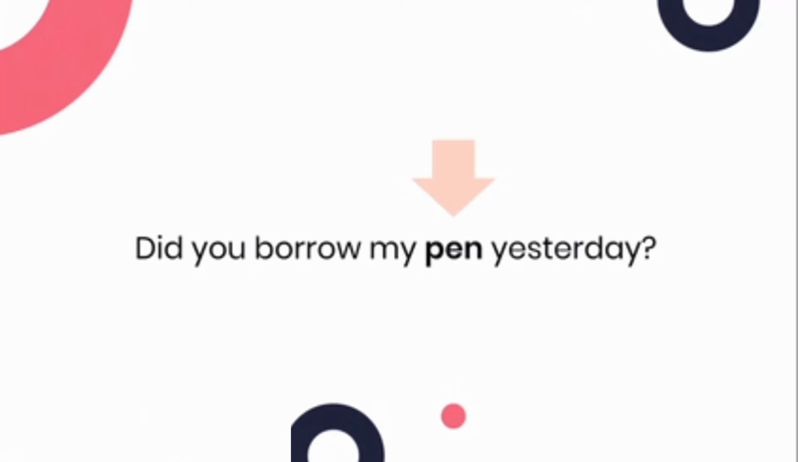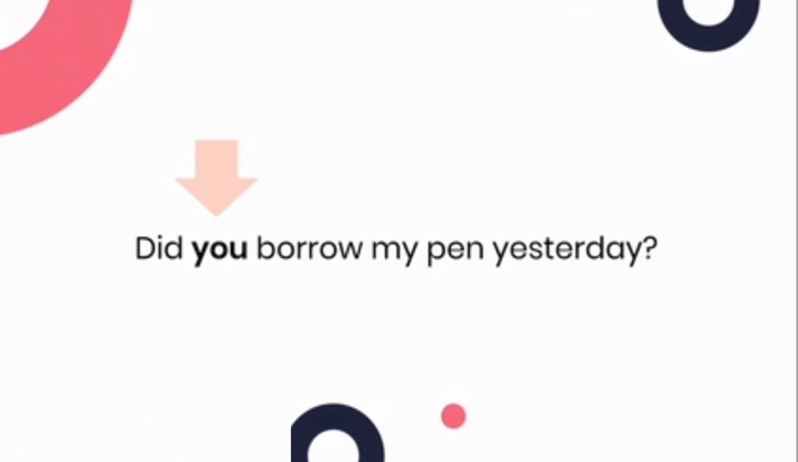Try to say the sentence with the stress on pen. Did you borrow my pen yesterday? Great. Now listen to this. Did you borrow my pen yesterday? Now, I place the stress on you because I would like to know whether it was you who borrowed my pen. You know, maybe someone else could have borrowed it.